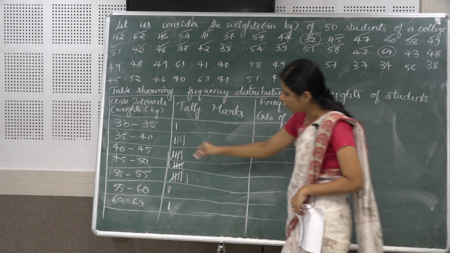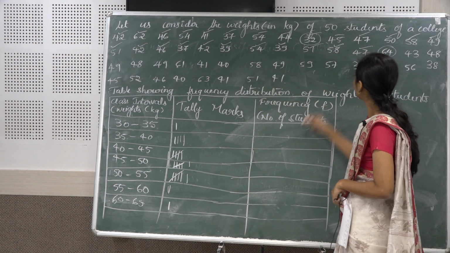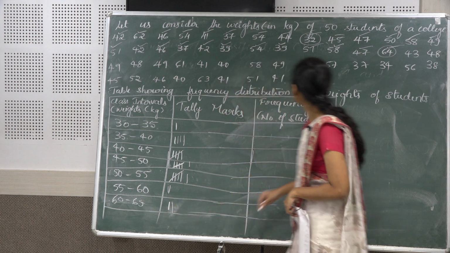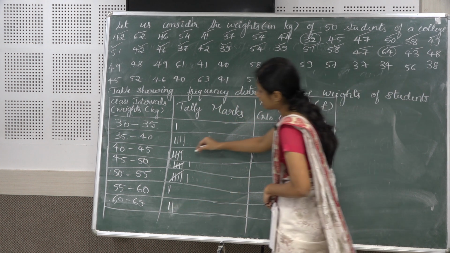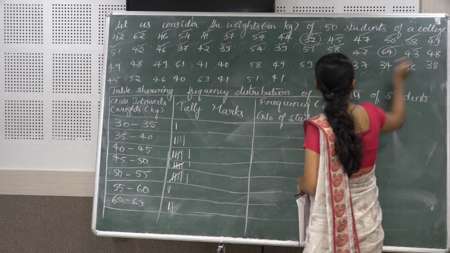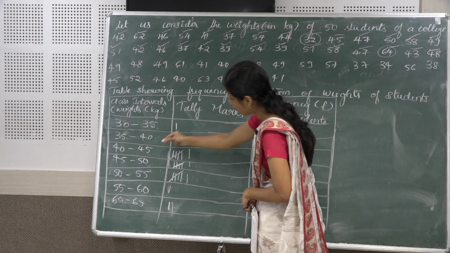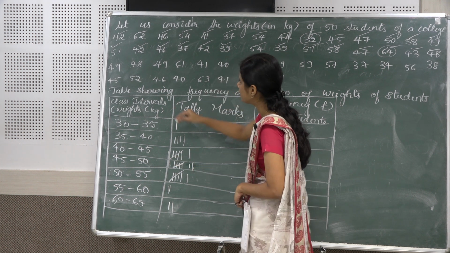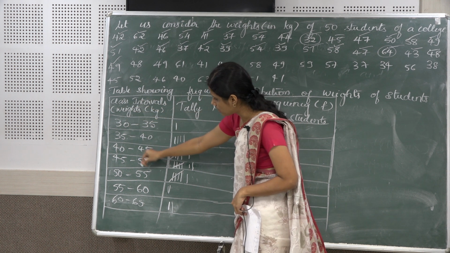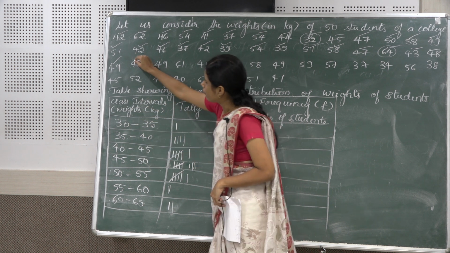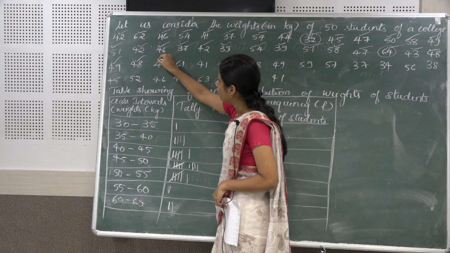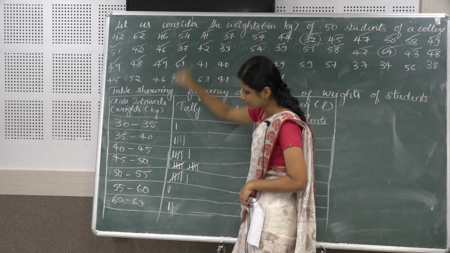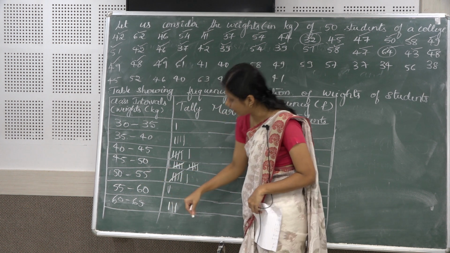47 comes in 45 to 50 range. Then 64 is in the range 60 to 65. Next is 43. 43 is in this range 40 to 45. 48. 48 lies in 45 to 50 range. Next 49 also comes in 45 to 50. 48 in the same class. Next 49 also in the same class. So that is the fifth one. Again mark it diagonal. Next 61 comes in 60 to 65.